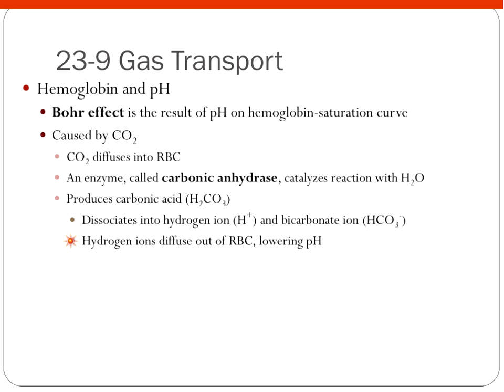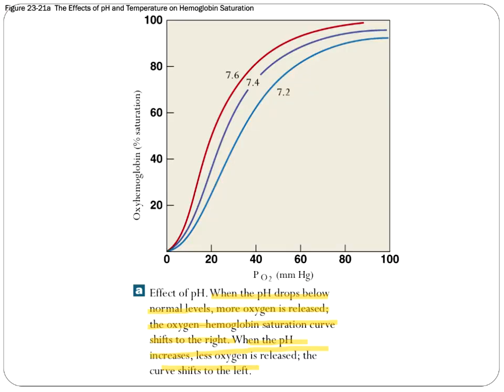The hydrogen ions go out of the red blood cell and thus lower the pH. What happens when the pH gets lower on our oxygen hemoglobin saturation curve? If you do not remember, let's go back and look at that curve. When the pH is lowered, and this is where we are, more oxygen is released.